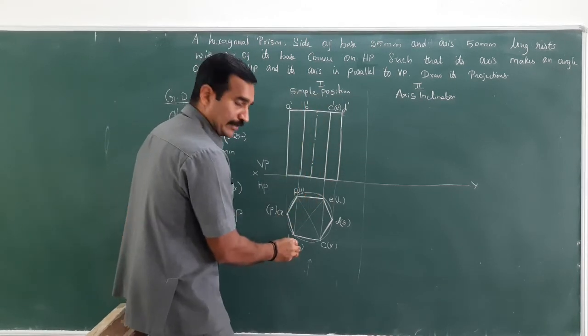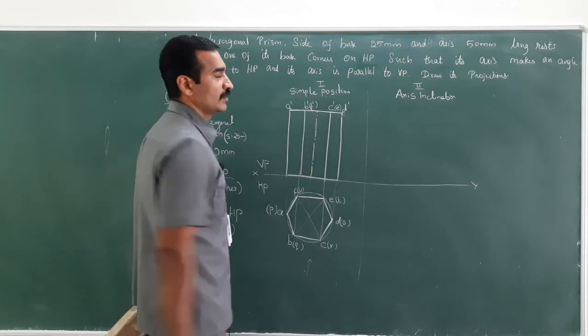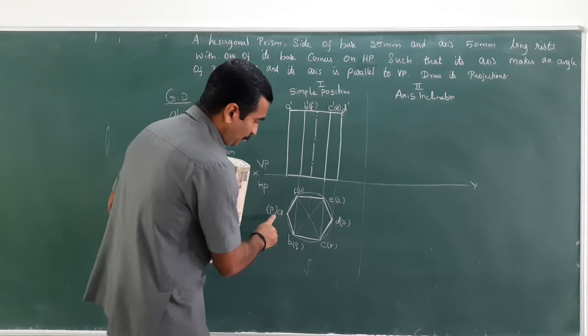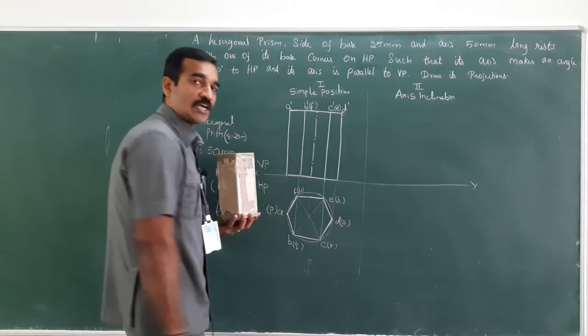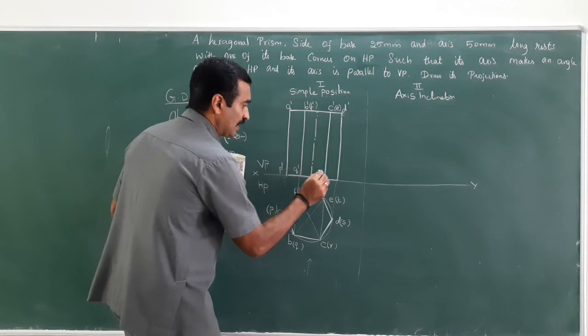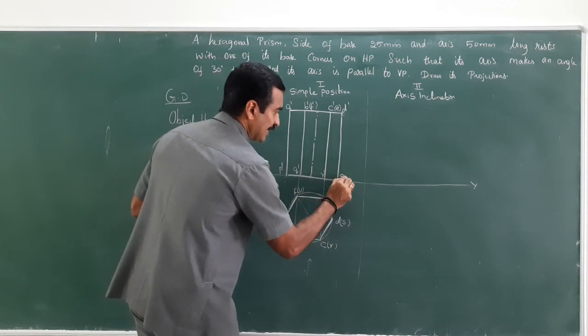F is right behind B. Therefore, mention it here. Similarly, for the bottom base, P, Q, R, S are visible. So mention it here. P dash, Q dash, R dash and S dash are visible.